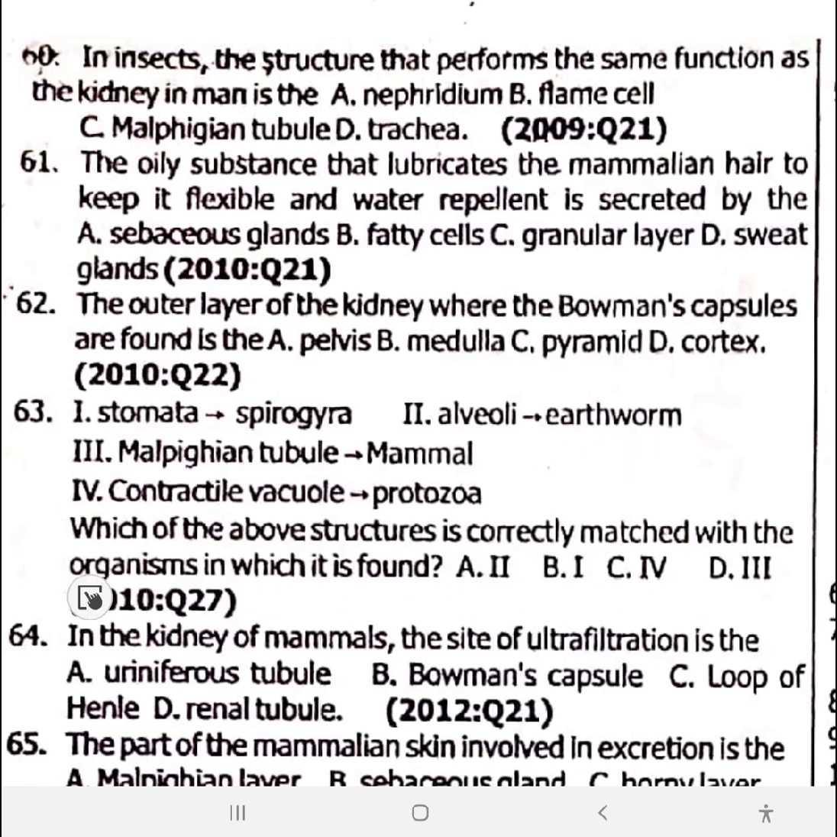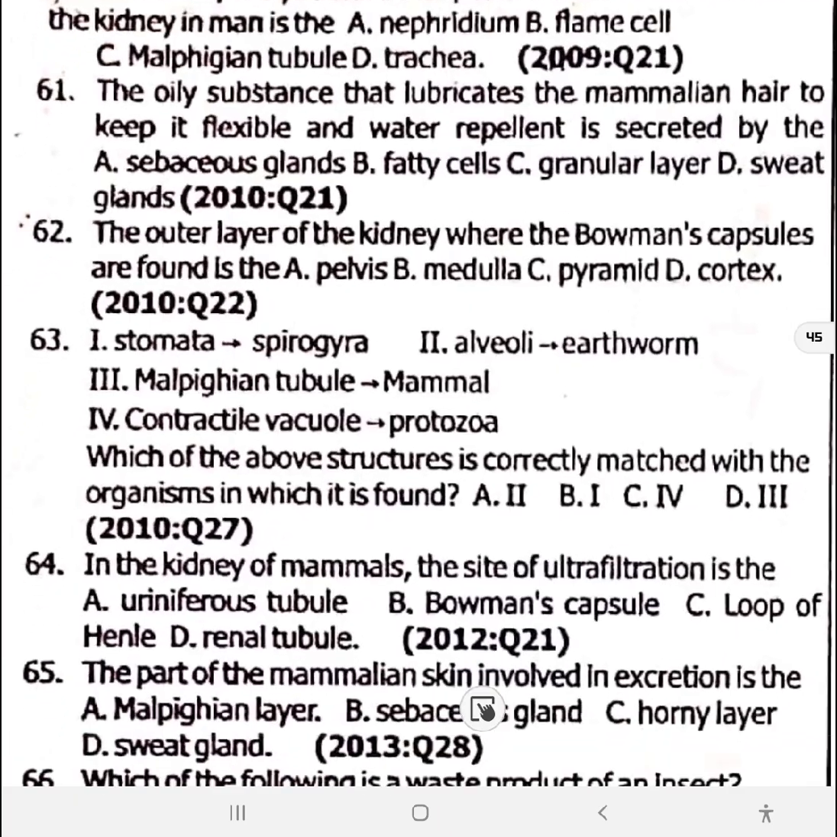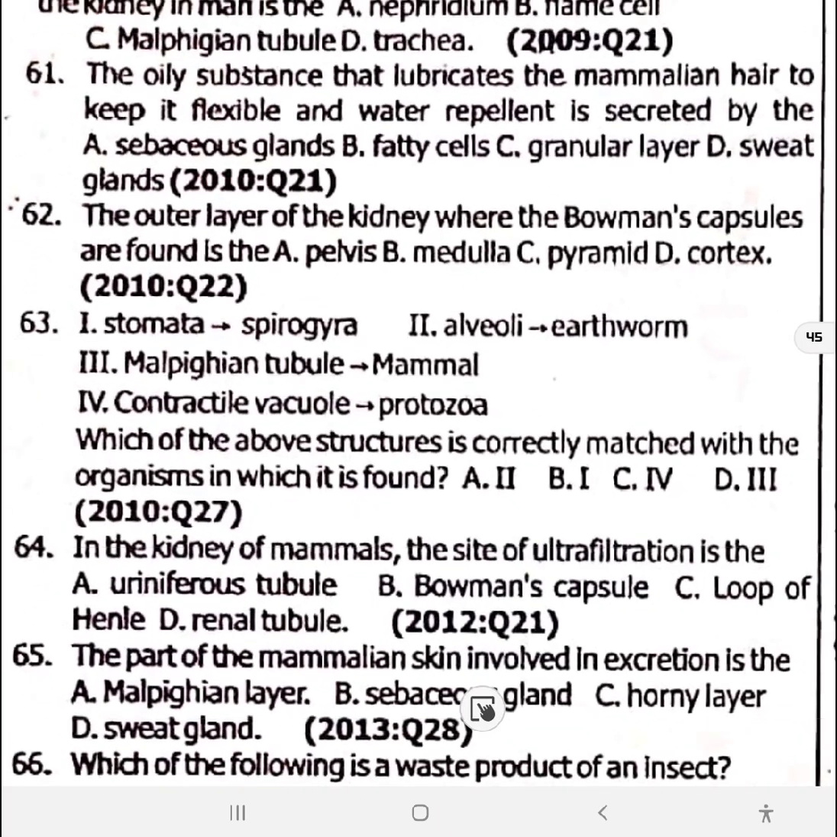63. Which of the above structures is correctly matched with the organism in which it is found? Malpighian tubule is the insect, the mammal, contractile vacuole. 63 is option C, correct? 64. In the kidney of mammal, the site of ultrafiltration is the Bowman capsule. Don't forget this one. 64 is option B. Ultrafiltration takes place there. So they are filtered in the glomerulus into the Bowman capsule.